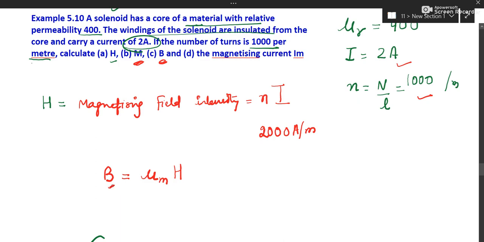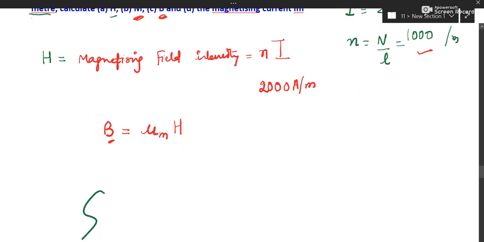So this is of material. That is why we are using mu material's permeability. So what is relative permeability? If you remember, it is the ratio of the material's permeability to the permeability of free space. So the material's permeability will come as mu naught into mu r, that we can substitute.